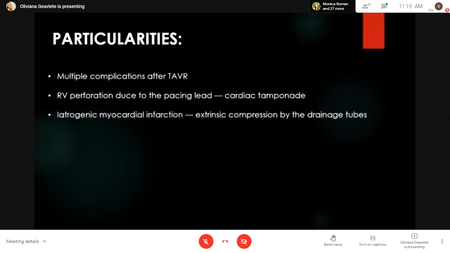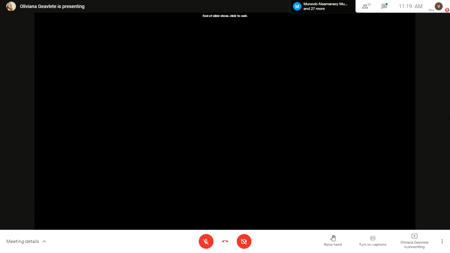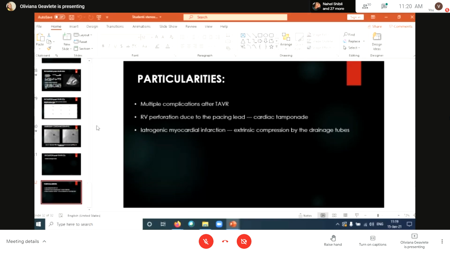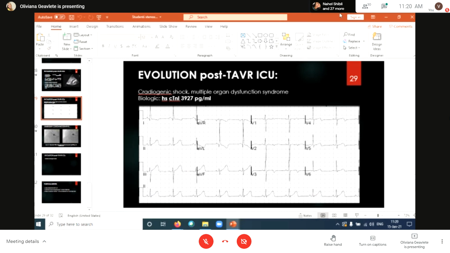This patient: cardiac tamponade, iatrogenic myocardial infarction, exitus. These patients have a lot of risk when doing something like this.